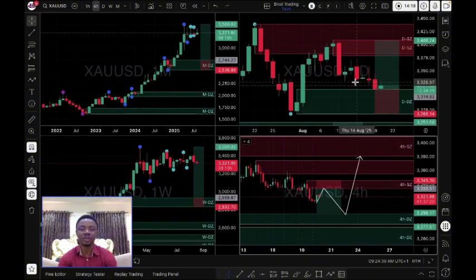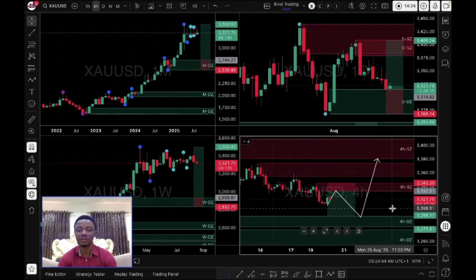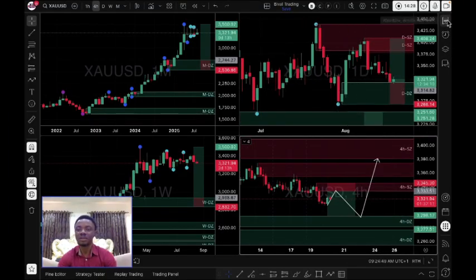Those are the only pairs we mentioned in our last weekly forex market outlook, and as you can see, all of them, you see that DXY, EURUSD, and GBPUSD have really given us a whole lot of money.